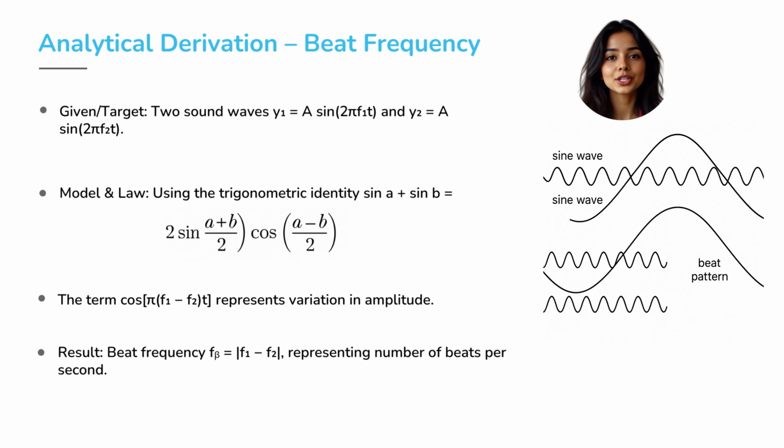The cosine term controls how the amplitude changes with time. The amplitude swings between plus 2a and minus 2a, and it completes one full cycle when the argument of the cosine changes by 2 pi. So, the number of times the loudness reaches a maximum in 1 second is equal to f1 minus f2. This is the beat frequency. That's how we arrive at the simple and elegant relation f sub b equals the absolute value of f1 minus f2.